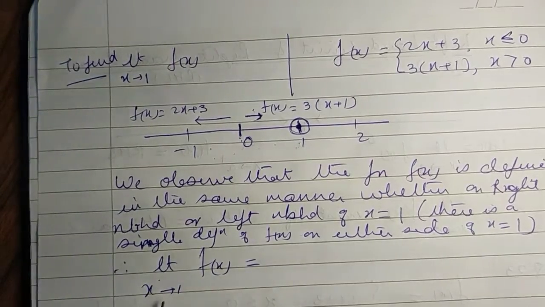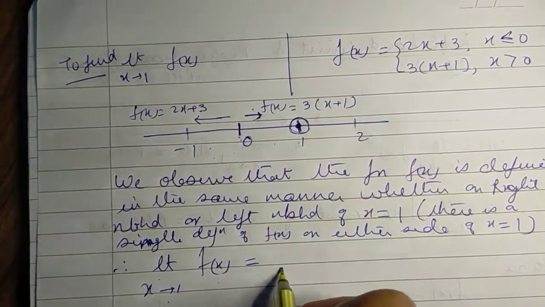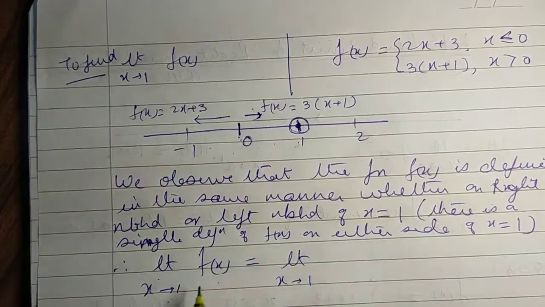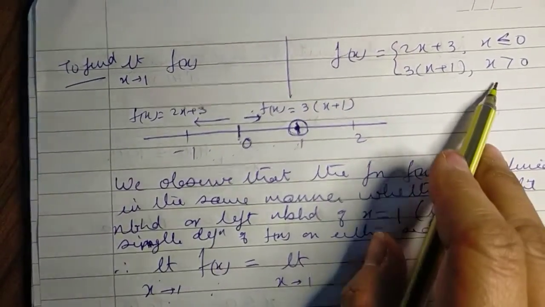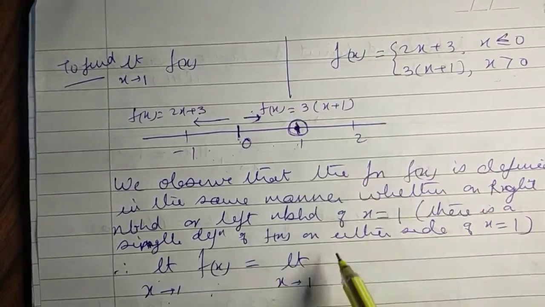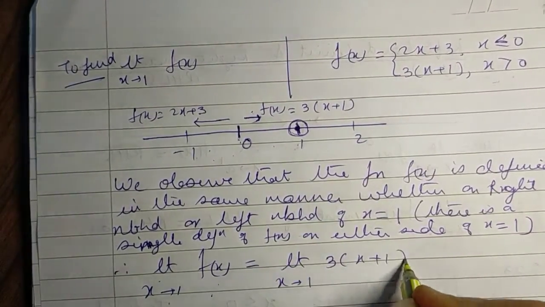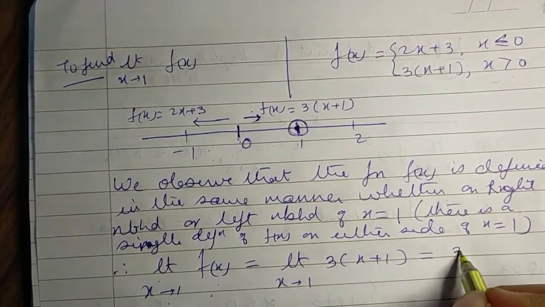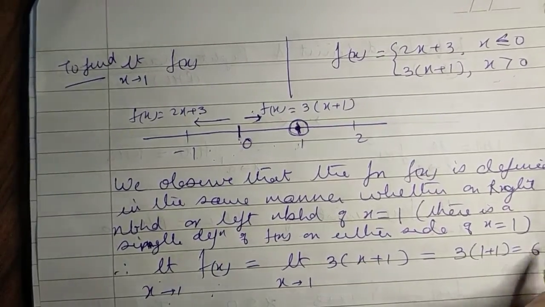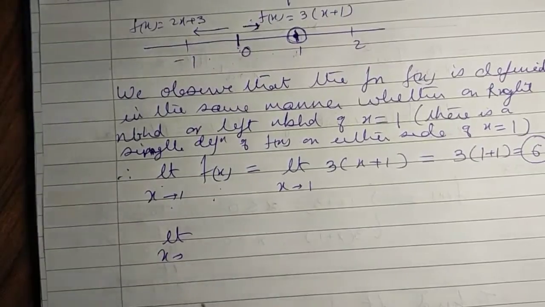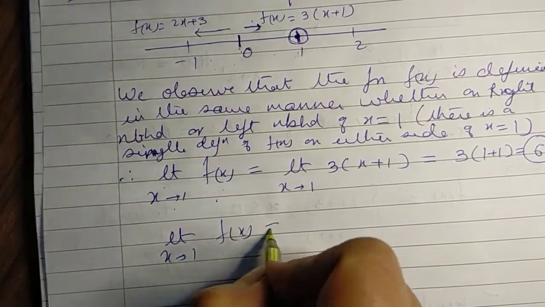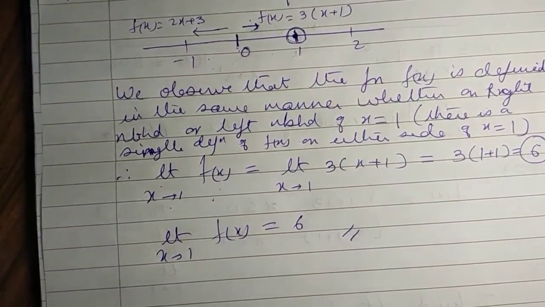Therefore, the limit as x tends to 1 of f(x) is simply equal to the limit as x tends to 1 on the right side of x equal to 1. x equal to 1 is on the right of 0, and so the definition is 3x + 1. You substitute the value, you get 3 times 1 plus 1, which is 6, which is the answer. And so we get the limit as x tends to 1 of f(x) equal to 6.